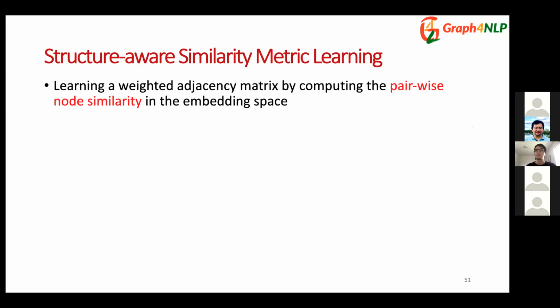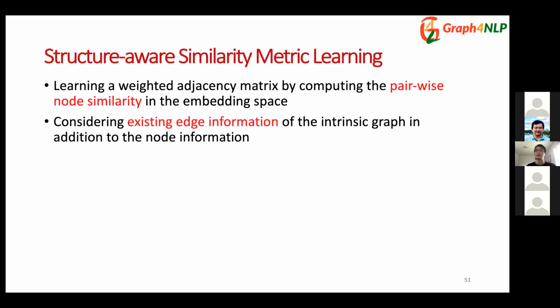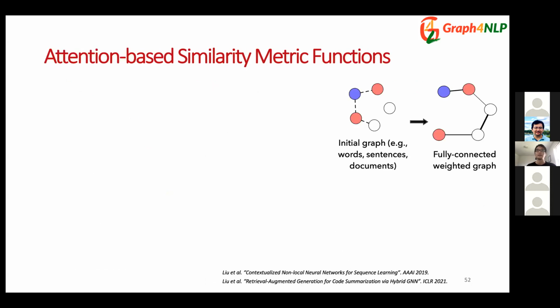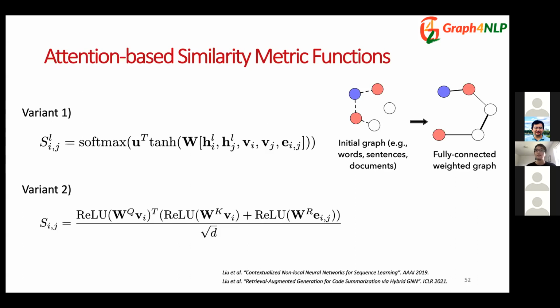Now let's talk about the structure-aware similarity metric learning functions. Unlike the previously mentioned node embedding based metric learning, this metric learning approach, in addition, considers the existing edge information of the intrinsic graph when it's available. Let's see two example metric functions belonging to this type. In these two variants, an attention-based function is applied, and notably, the edge embeddings of the intrinsic graph play a very important role in learning the implicit graph structure.